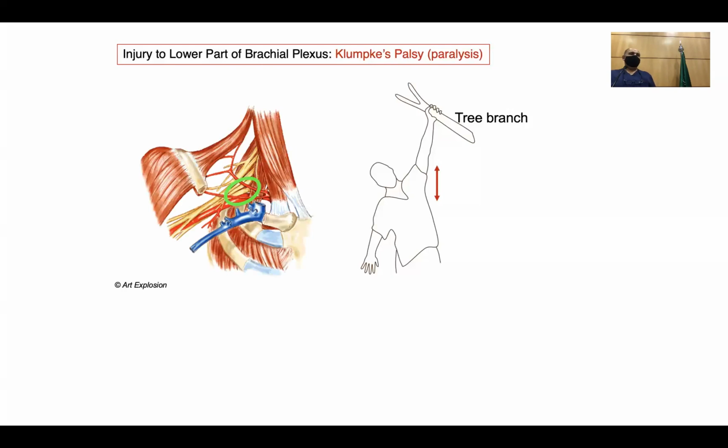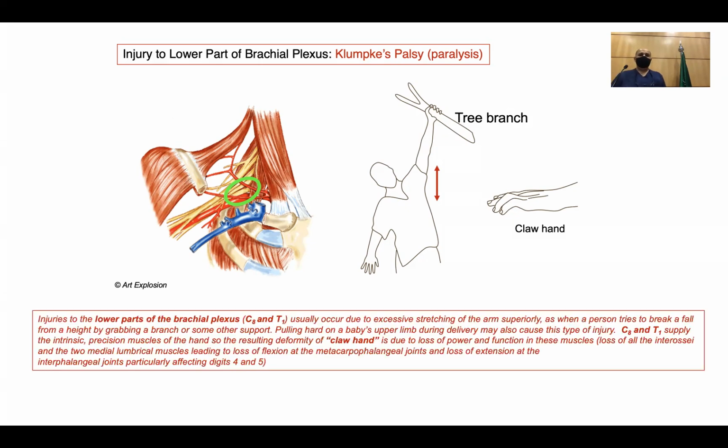And where is my lower part of the plexus? Here you go. Klumpke's. Your hand will go like that. This is classic Klumpke's claw hand. There are so many types of claws: hand of benediction, ulnar claw, this claw, that claw. And the main reason is the lower part of your plexus has been damaged. So this is the same description, you should be knowing it.